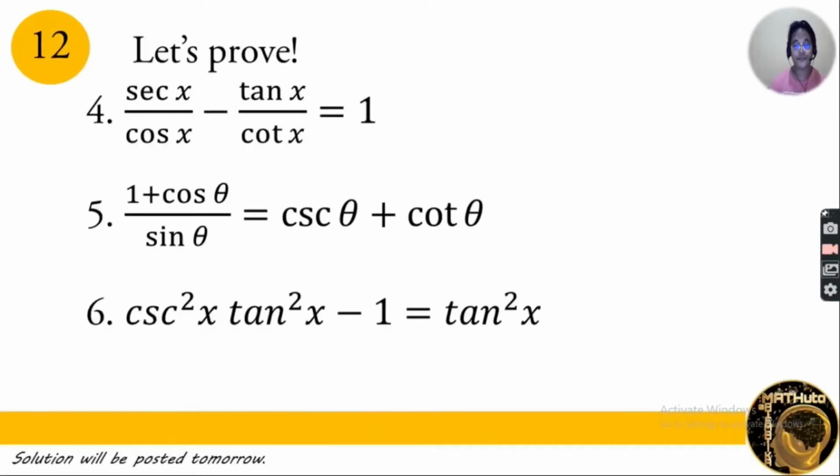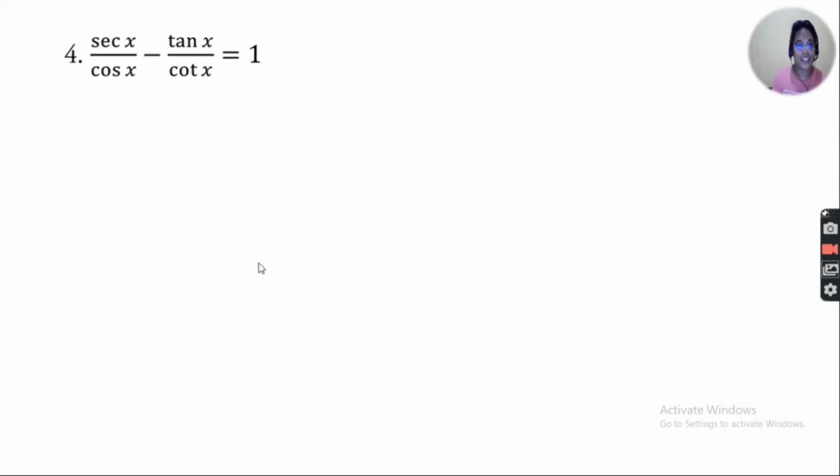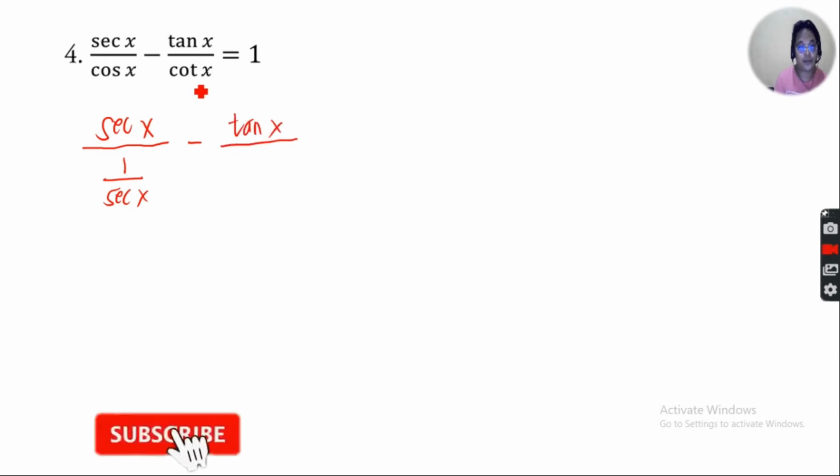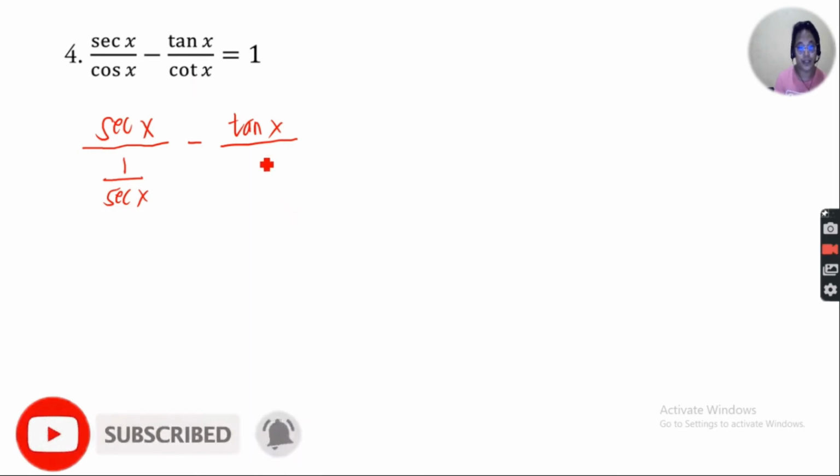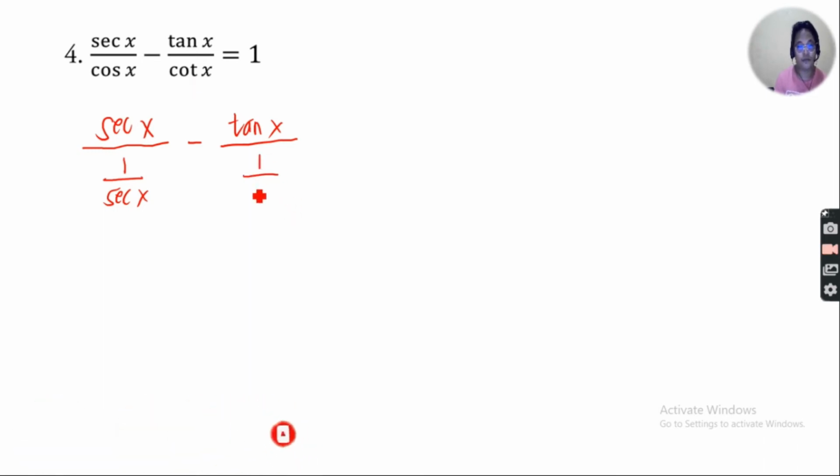So let's have more examples to prove. So let's take number 4 po. So number 4, secant x over cosine x minus tangent x over cotangent x is equal to 1. So we have secant x over cosine x, ang reciprocal identity niya is 1 over secant x po, minus tangent x, at ang reciprocal identity naman ng cotangent x, or equivalent po niya is 1 over tangent x po, is equal to 1.